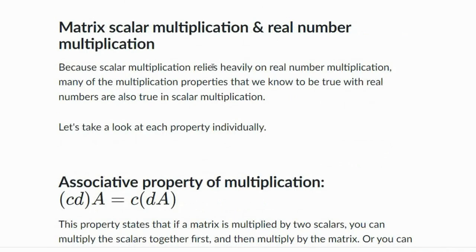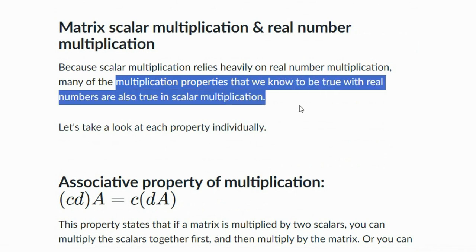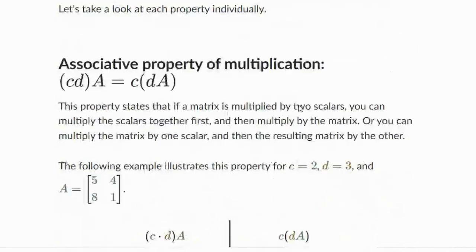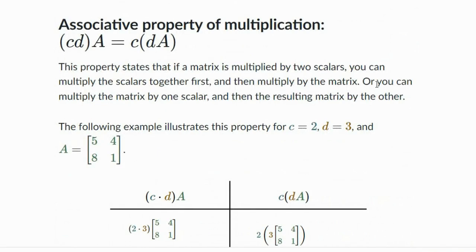Because scalar multiplication relies heavily on real number multiplication, many of the multiplication properties we know to be true with real numbers are also true in scalar multiplication. So let's look at the associative property. If we have two scalars, C and D, and we're going to multiply them times A, we can multiply them together first. And that would be the same as just multiplying one scalar times A and then multiplying the other scalar times A. It works just the same way.